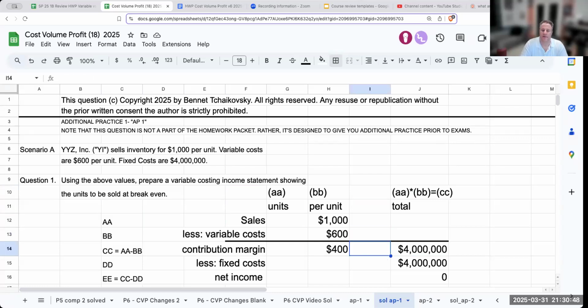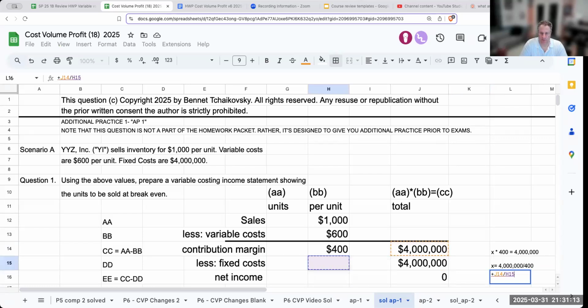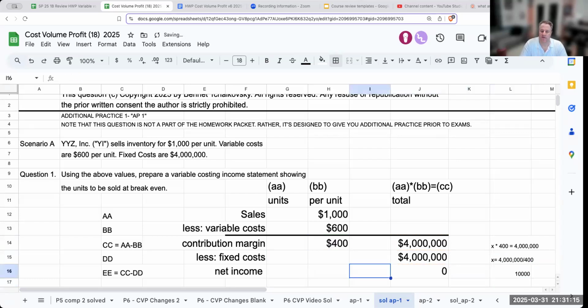Okay. So if the number of units times the per unit equals my total, then that must mean I must have sold, well, what times 400 equals 4 million? Well, if I isolate X by dividing both sides by 400, then the number of units I'm selling must have been 10,000.